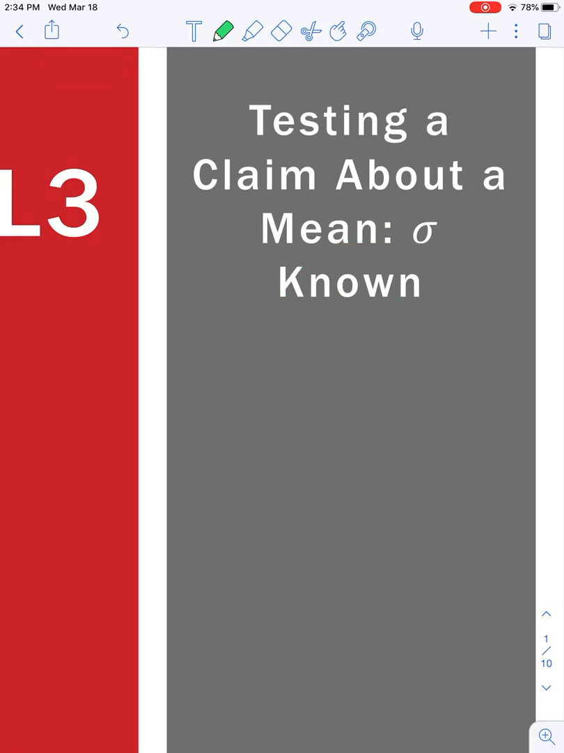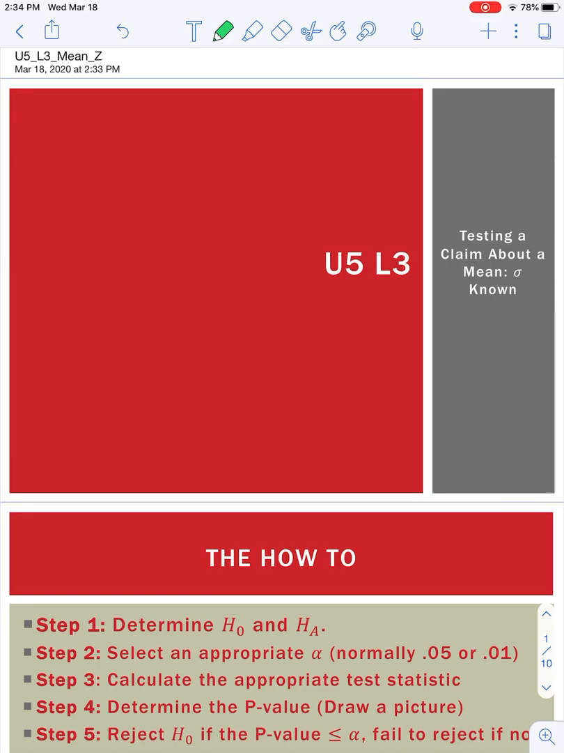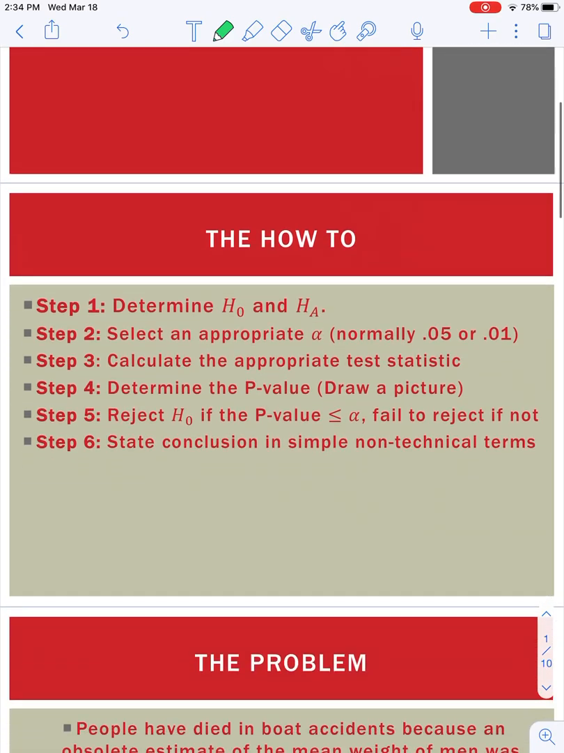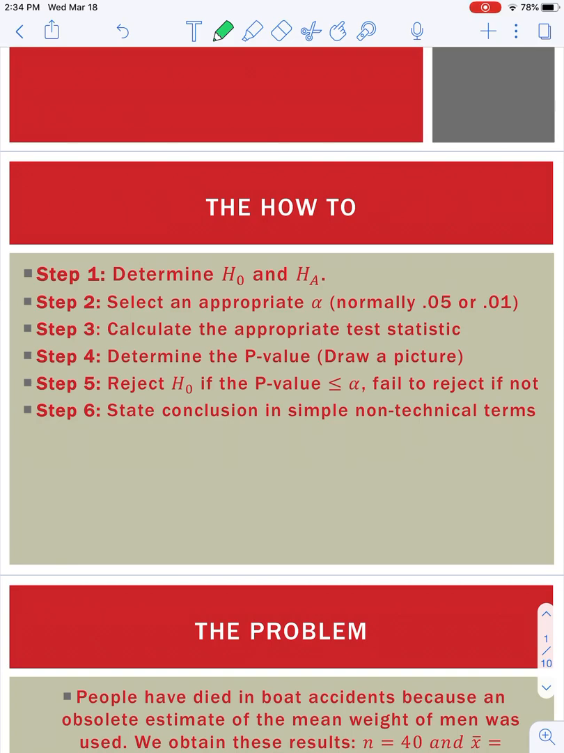But sigma known is the big quality that makes this problem special. So these are going to be mean problems with sigma known. Our next lesson will be about mean problems with sigma unknown, and then our final lesson will be about proportion problems. So these steps right here should look really familiar from Lesson 2's notes. It's all the same stuff, but now we're actually going to apply it all in one problem and see how we chain it all together.